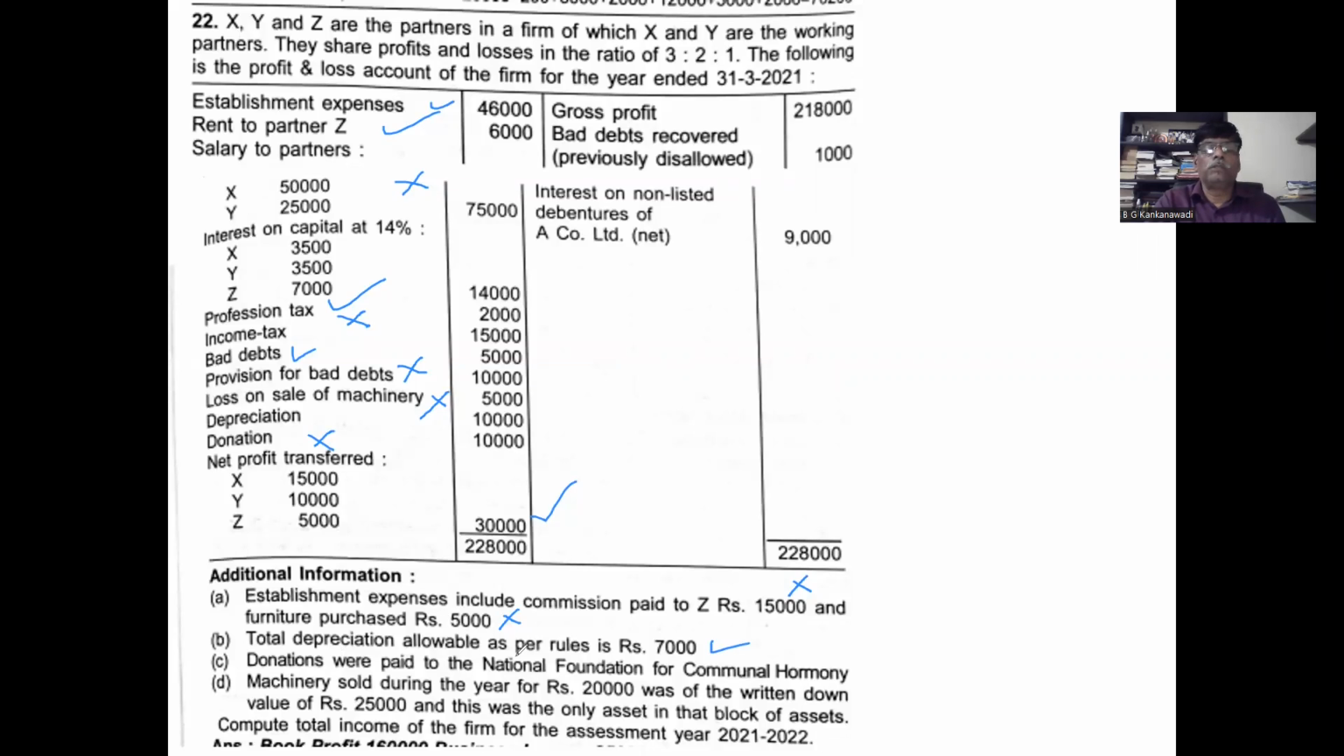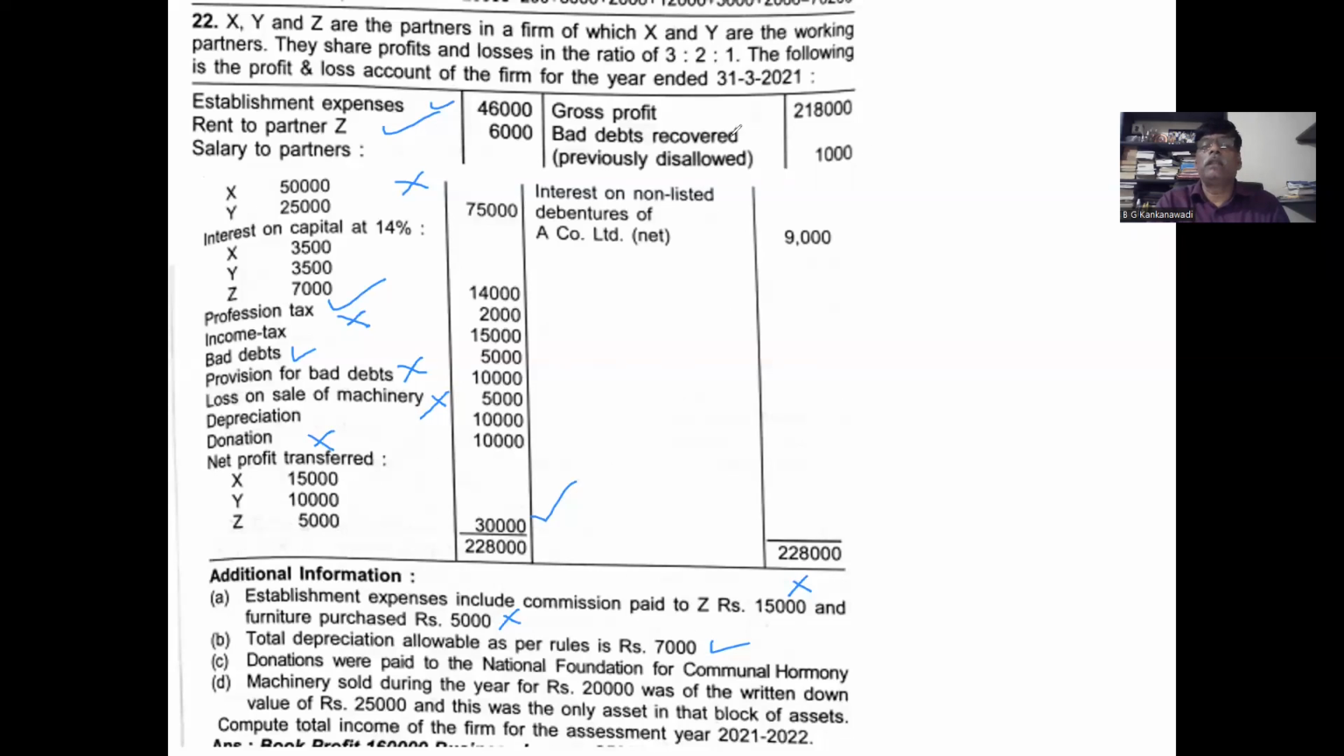Then donation is paid to National Foundation for Communal Harmony. This is the deduction item. So 100% qualify, 100% deduction. Remember this. Then machinery sold during the year 20,000, written down value 25,000. So full value of consideration 20,000, written down value 25,000, 5,000 is short-term capital loss. Okay. Debit side item completed.